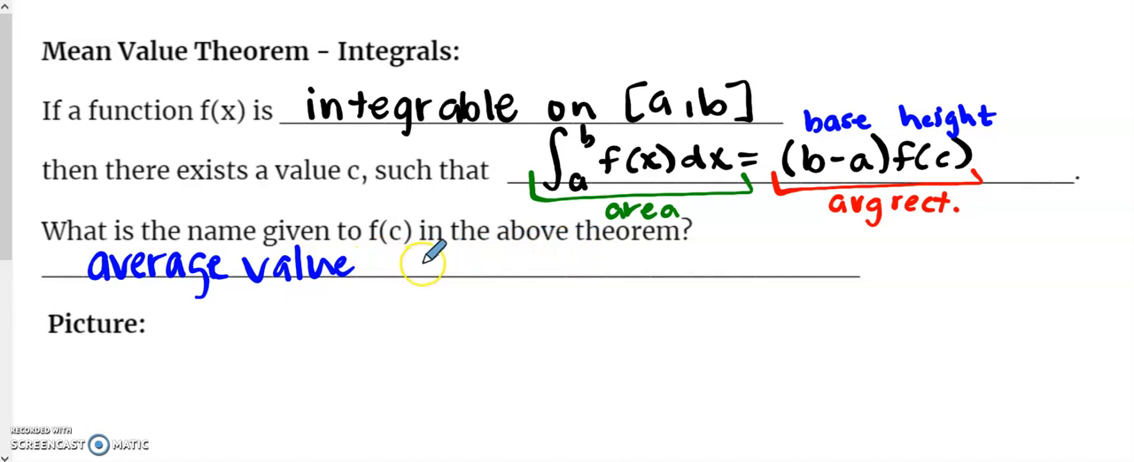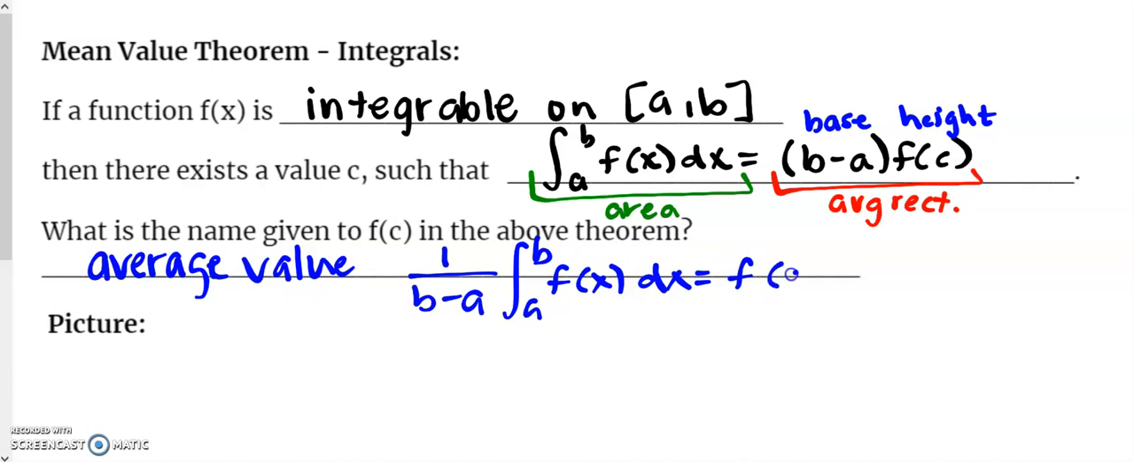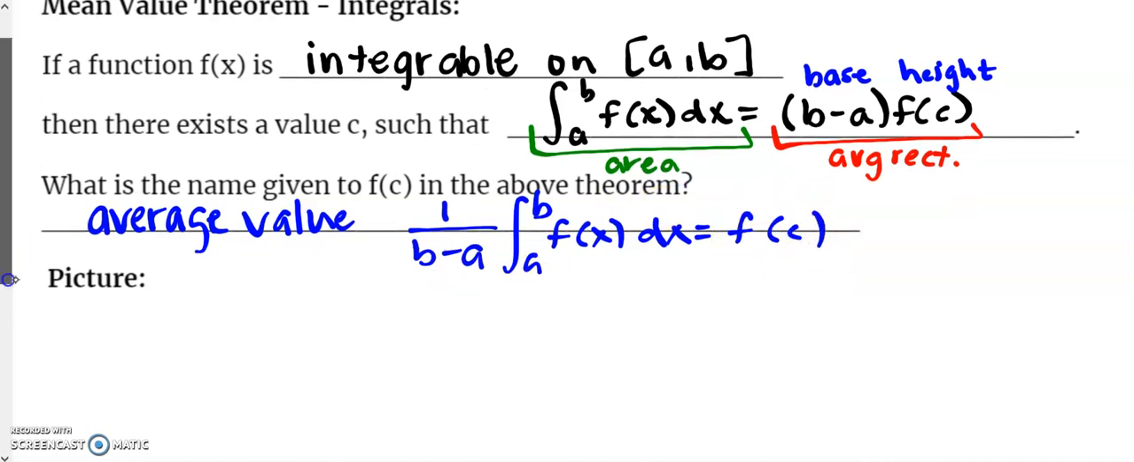So remember, average value we find by saying 1 over b minus a, the integral from a to b of f of x dx is equal to f of c, because all we've done is we've isolated this f of c by dividing back. You can think about it as you're going to sum up everything and then divide back by the things that you summed, thus leaving you with some sort of an average.